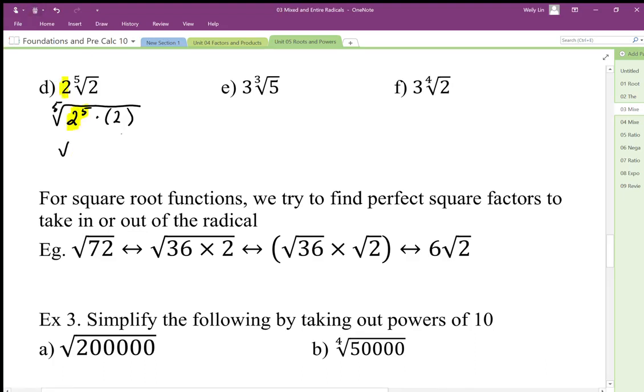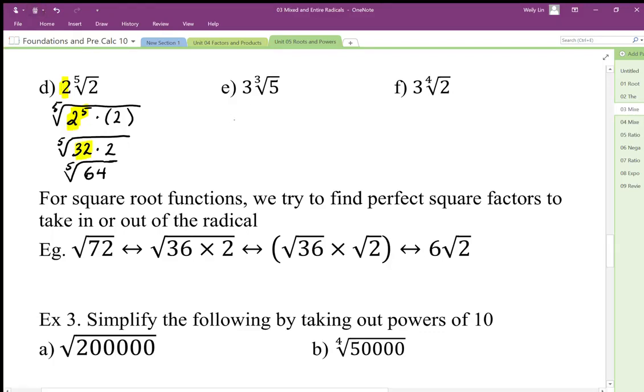So we end up with 2 to the power 6, or 2 to the power 5 times 2. 2 to the power 5 is 32 times 2, and that's really the same as 2 to the power 6, or the fifth root of 64. So again, if you just keep track of these factors, 2 on the outside, 2 to the power 5 on the inside, which becomes 32.